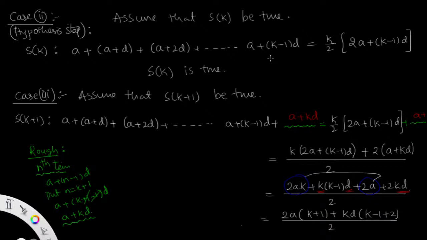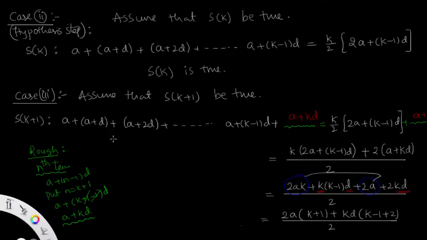Next, the third case: assume that the k-th term is already finished and the n equals 1 case is also verified. Then k plus 1 will also be true. We have to check the statement by writing S of k plus 1, that is a plus (a plus d) plus (a plus 2d), going on up to here. This total is up to k terms.